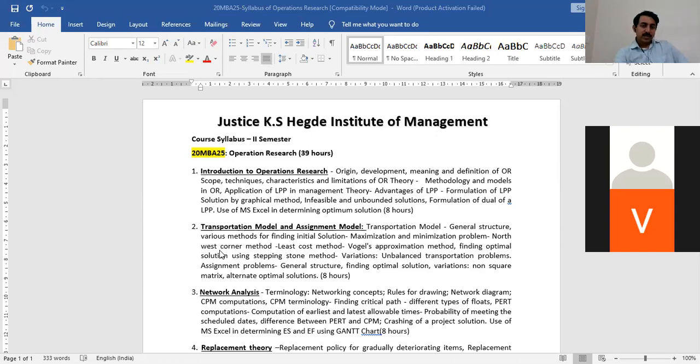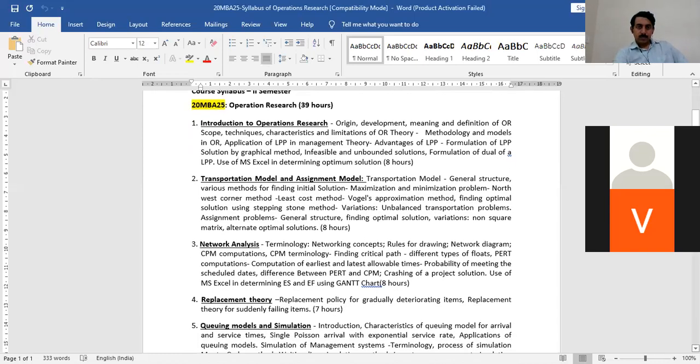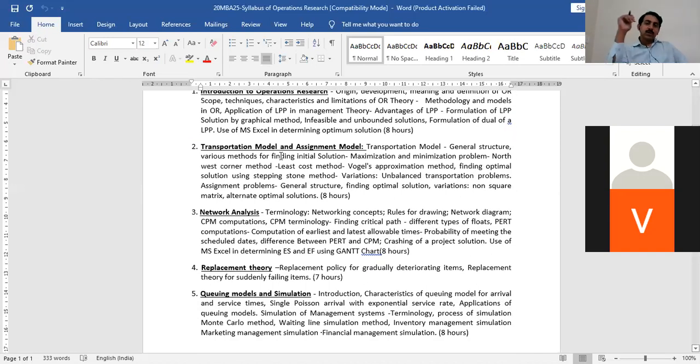Now, similarly, the second module is the transportation model. If you see, just a few moments back I mentioned LPP, that is linear program problem. With that model, we could decide the total number of products that can be manufactured by the company. The transportation model helps us in deciding the transportation cost. Is it right? So this is a globalization era, correct?